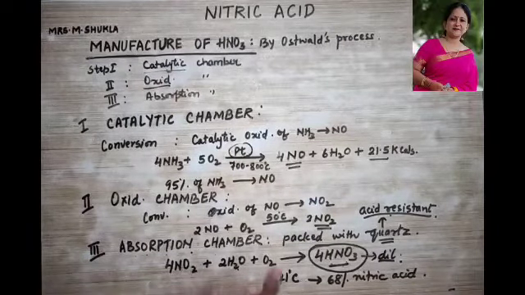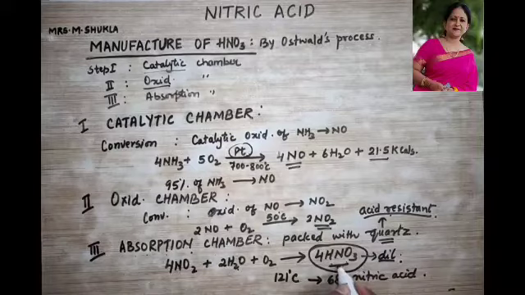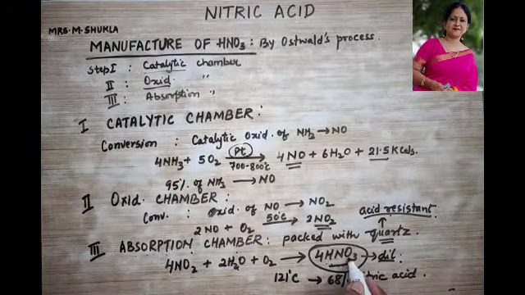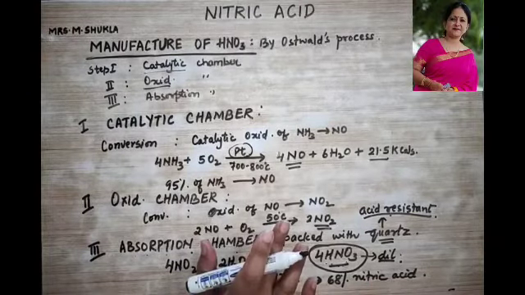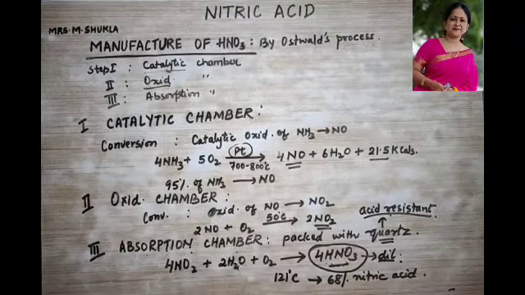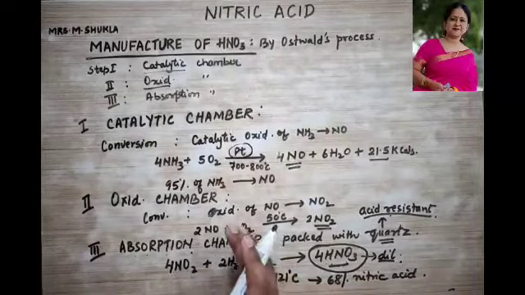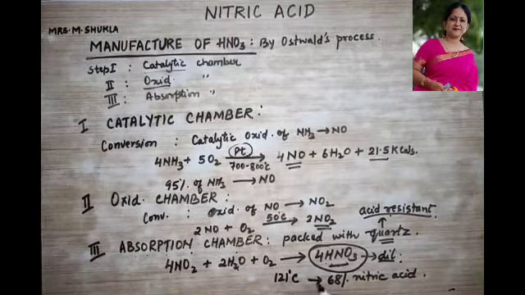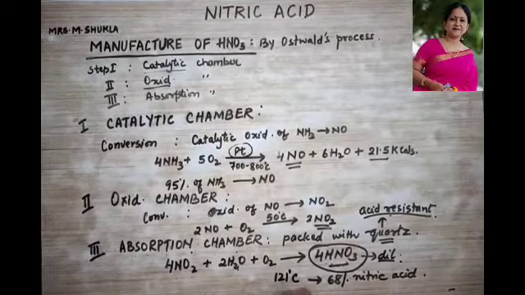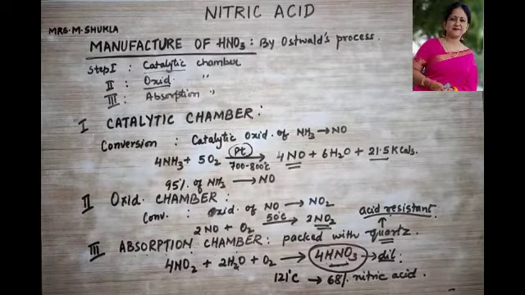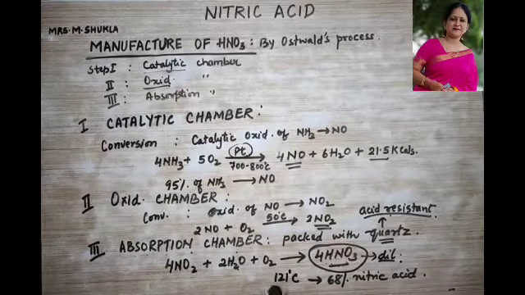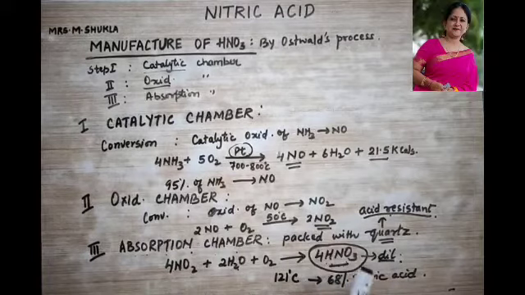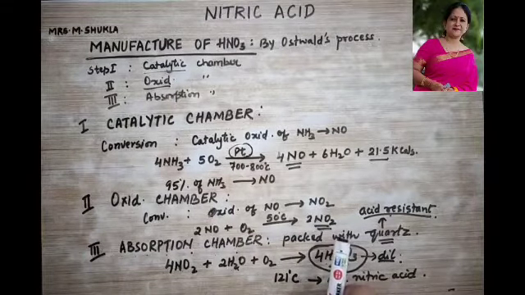So what did I say? What kind of acid do we obtain in the absorption chamber? It is the dilute nitric acid that is obtained at the base of the absorption chamber, and it can be further concentrated, right? So how can it be further concentrated? By distilling or by boiling. The constant boiling mixture is at 121 degrees Celsius. What percent of nitric acid is obtained? 68% nitric acid is obtained.